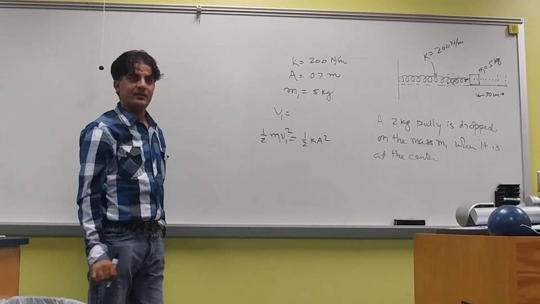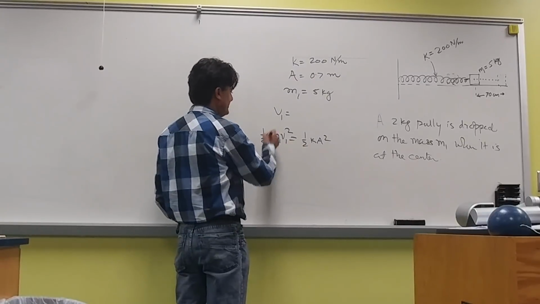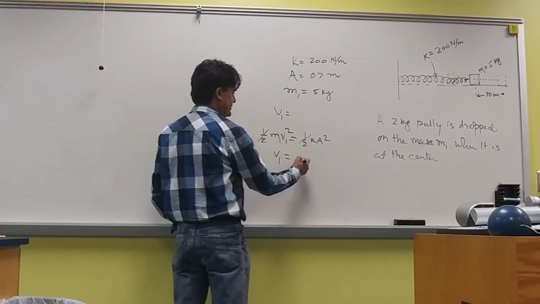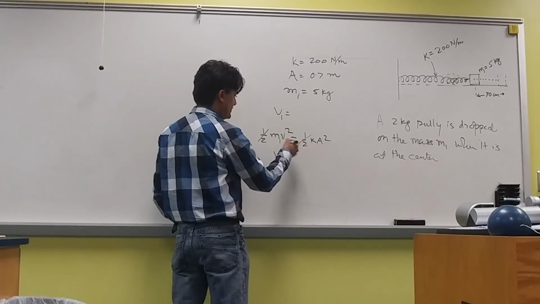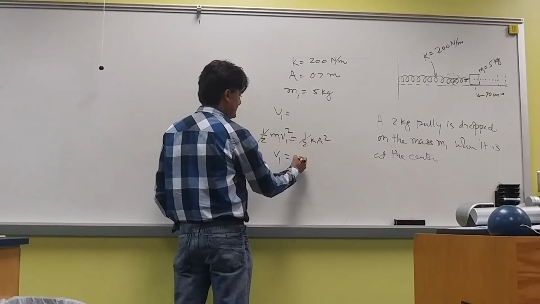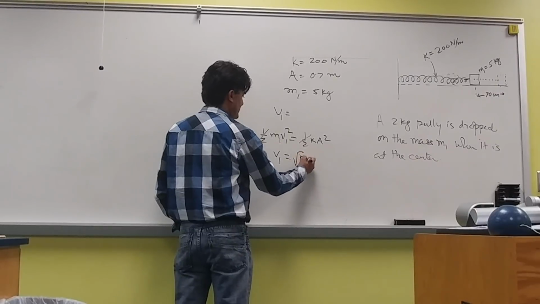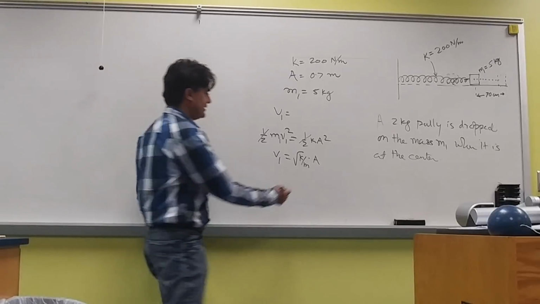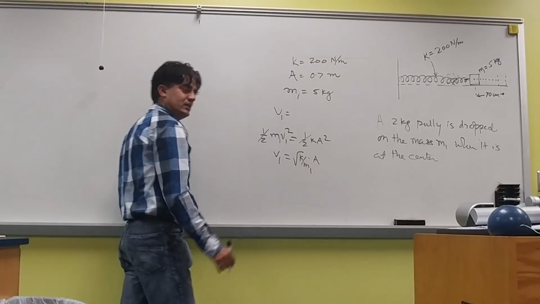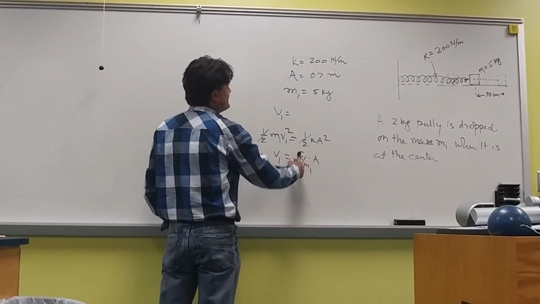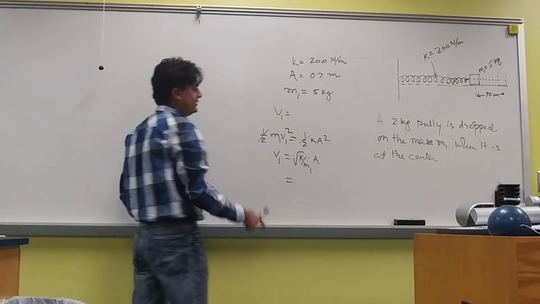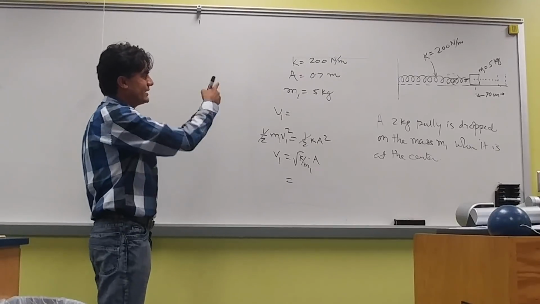Will that be enough? Your V1 will be the square root of k by M1 times A. So give me the number, calculate this. For k use 200 and for M1 use 5, then take the square root and multiply by A.